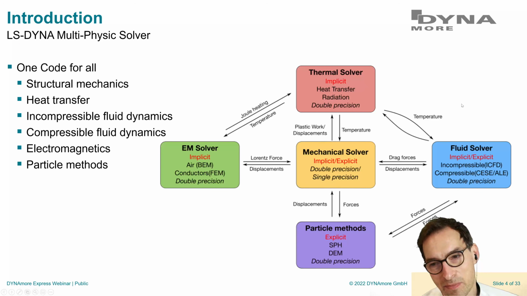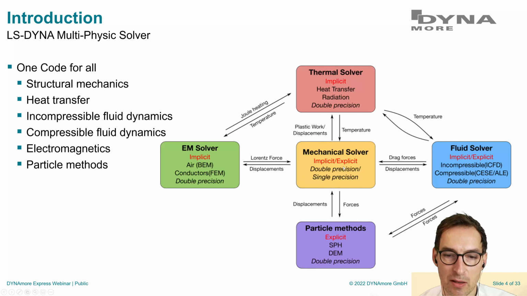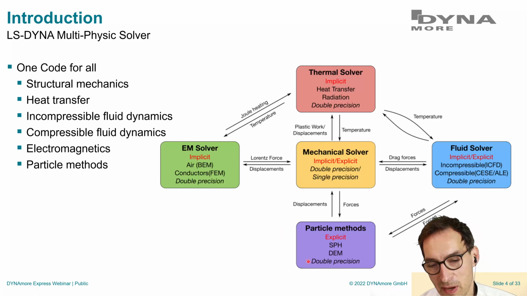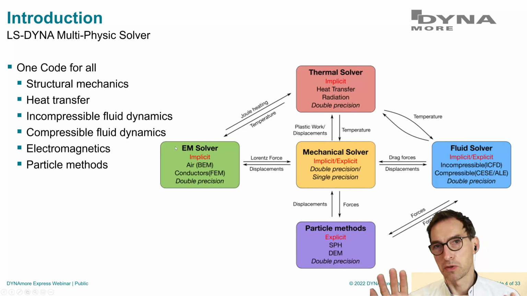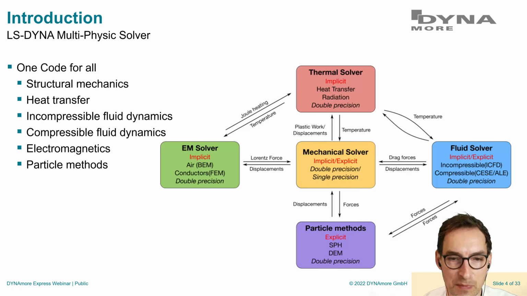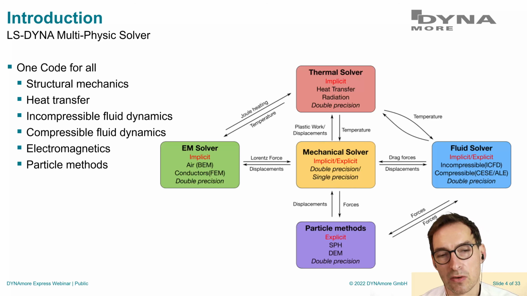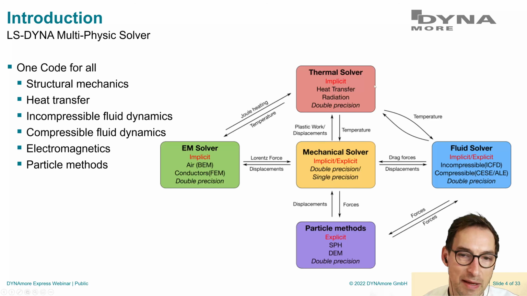This is briefly explained on this chart here. We started with a mechanical solver, which was explicit, for short-term dynamics. But over the years, LS-DYNA has progressed quite a lot, and we got a couple of new modules. For instance, we got a thermal solver. We now have a solver for particle methods, a solver for fluid mechanics, and a solver for EM, electromagnetics. All these different modules are combined into one solver. That means when you get a license for LS-DYNA, you don't have to buy additional packages, at least not so far. You get basically the whole package.